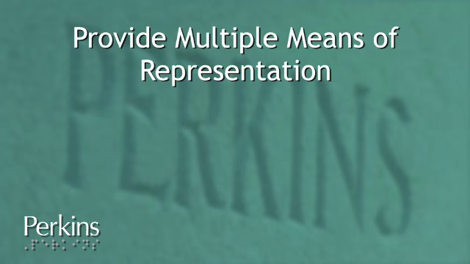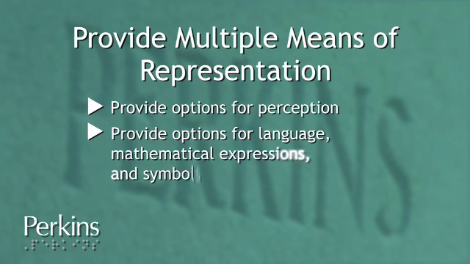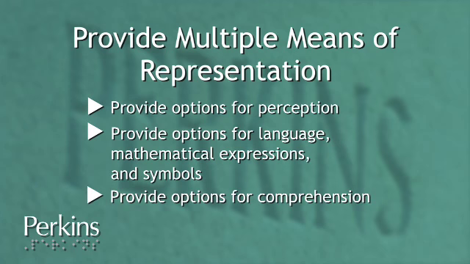A graphic lists the first principle, provide multiple means of representation, has these 3 guidelines. Provide options for perception, provide options for language, mathematical expressions, and symbols, and provide options for comprehension.